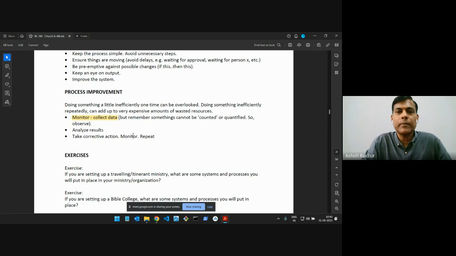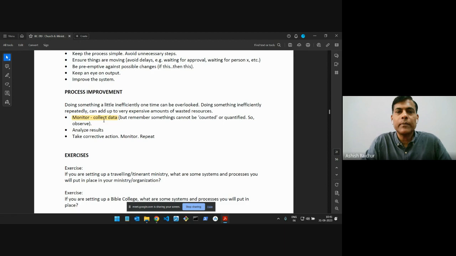How much time is it taking from the request to the book being dispatched? If the request date was this and the dispatch date was this, is it happening within 2 weeks? That is actual data, and we can see that we are doing what we're supposed to be doing. So we have to collect data. Then we can see whether things are working well or not. We need to analyze results, correct what needs to be corrected, and then repeat. We have to do this in all areas of the ministry.